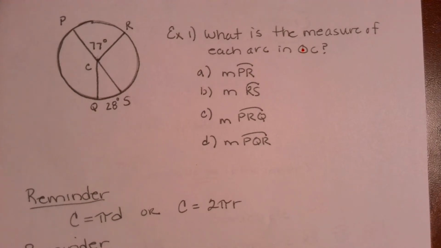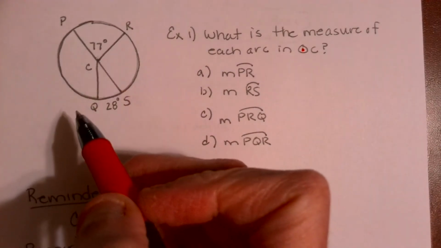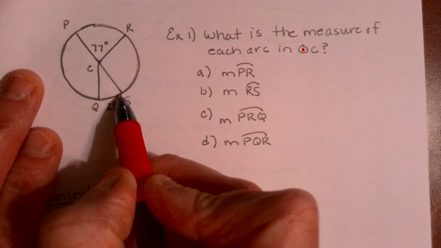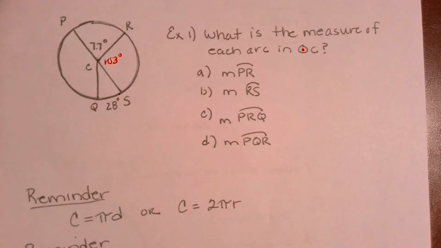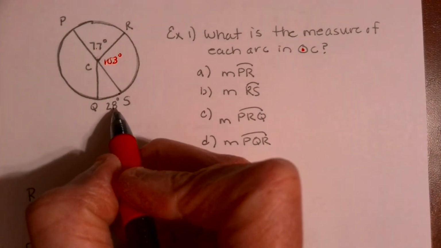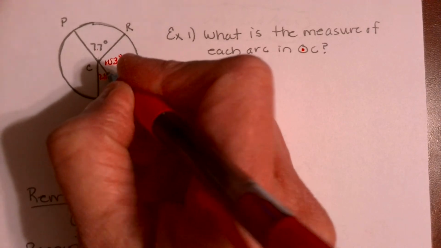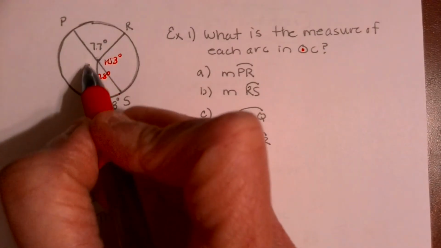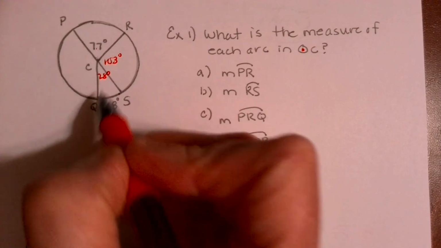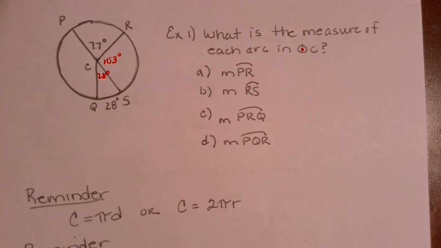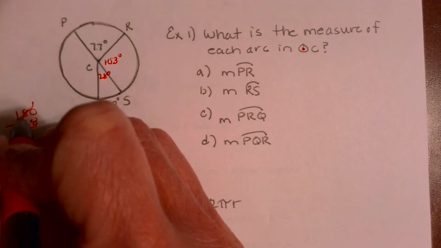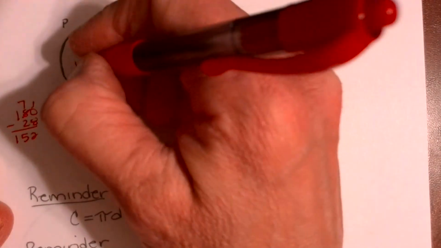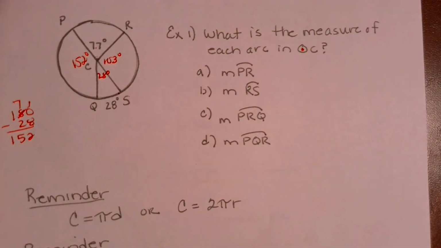So, all right, we have 77 here, and we can see that this is a diameter going across. 180 minus 77 leaves this one to be 103. Since this arc is 28 degrees, this angle is 28 degrees. And then we can subtract it from 180 or 360, either way. 180 minus 28 is 152. If we have all those, we can get any arc we want.